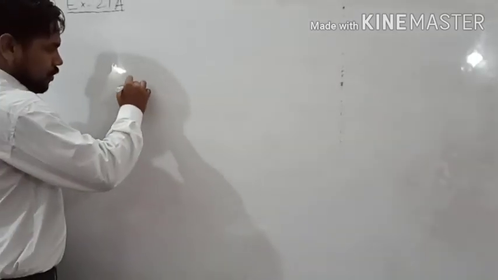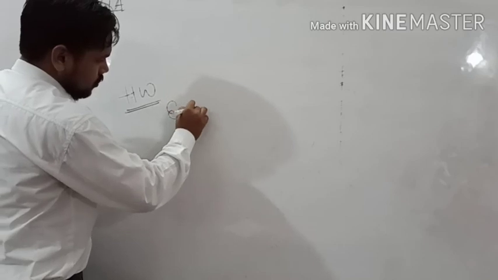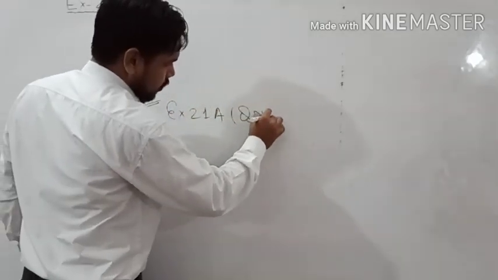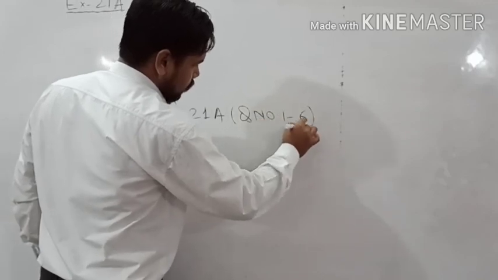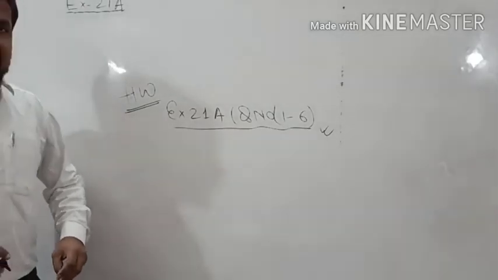So now I hope you can solve up to question number 6 of exercise 21A. So your homework is exercise 21A, question number 1 to 6. So till now do that much. Rest of all we will discuss in the next class.